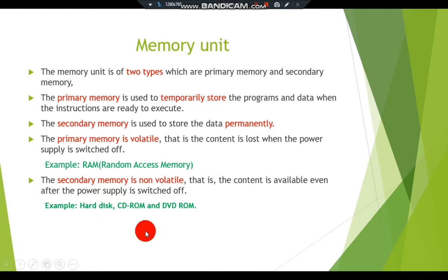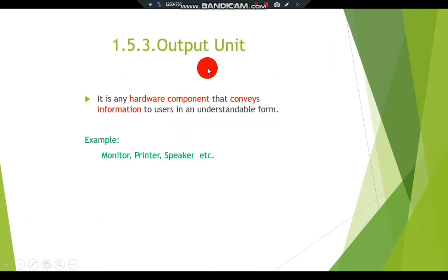Now we move to the next one. Now you can see the output unit. Why do we need an output unit? The output unit is used to display the output, that is, to convey the information in a user-understandable form. The output unit is any hardware component. We already know what is meant by hardware component: the physical device attached to the computer. There are several kinds of physical devices attached to the computer, and the device that conveys information to users in an understandable form we call an output device.